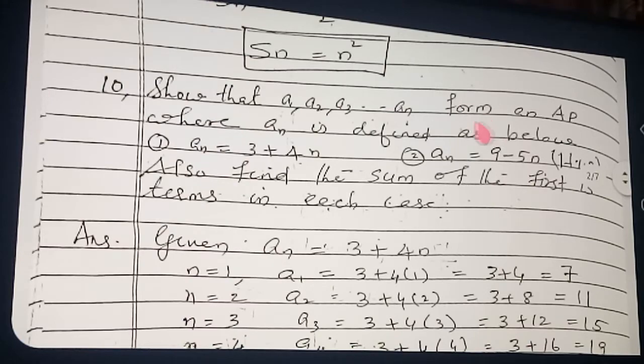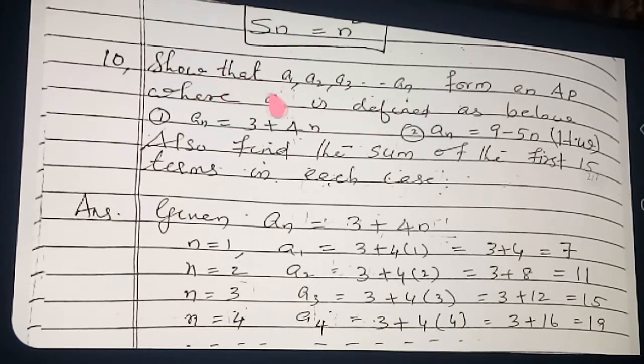Question, read it properly, make it clear. Show that A1, A2, A3, etc., An form an AP where An is defined as below. An you will get in terms of n only, and Sn also you will get in terms of n only. So here what is given? An is given. An means what? Nth term. And here also An is given, 9 minus 5n. This second sum you will do as homework. The first sum teacher will explain. Show that this A1, A2, A3, An forms an AP.